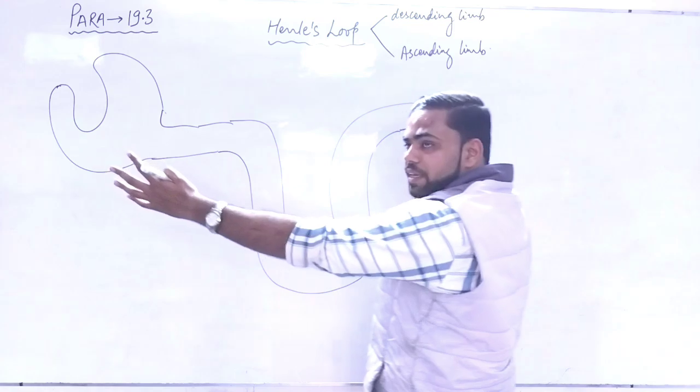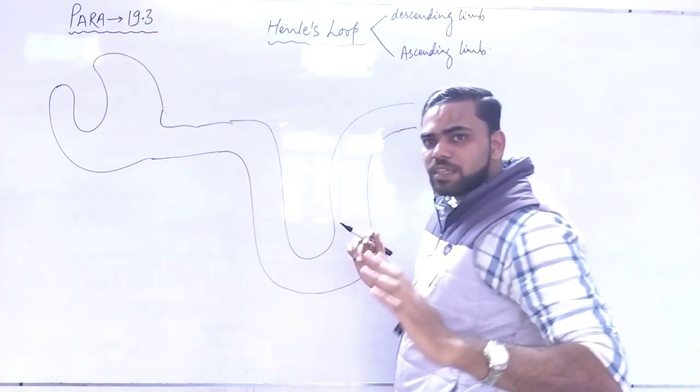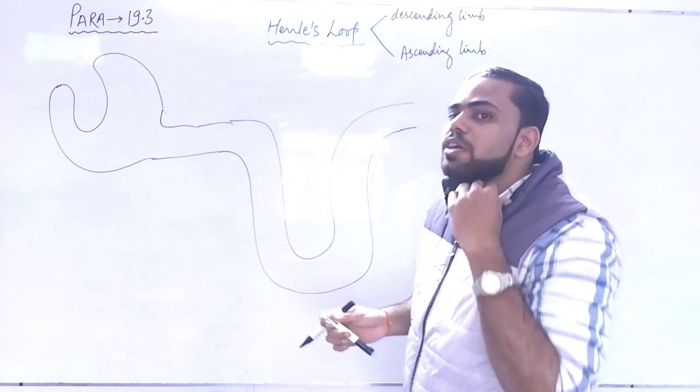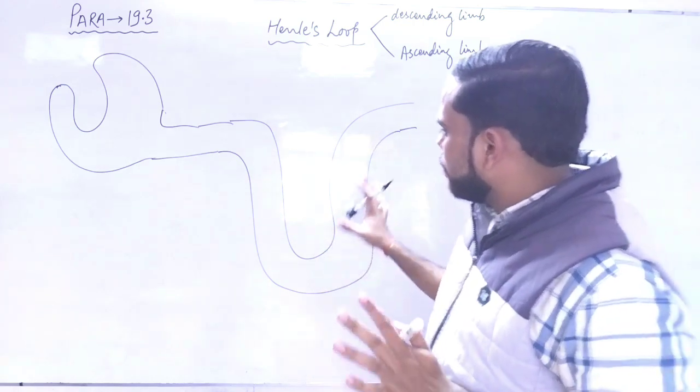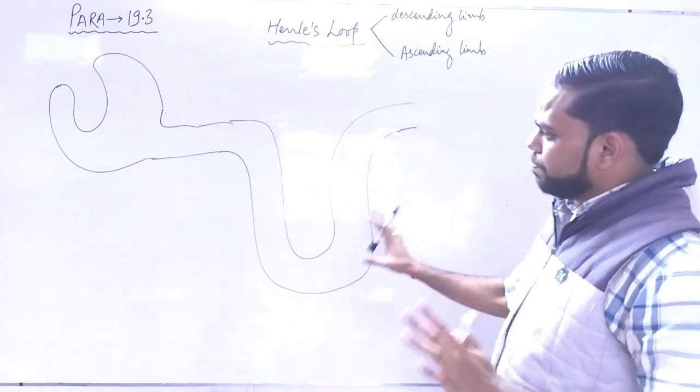PCT has been covered by us. Glomerulus also covered by us in the first step of urine formation, which was glomerular filtration, which is also known as ultrafiltration. Now we talk about basically the loop of Henle.